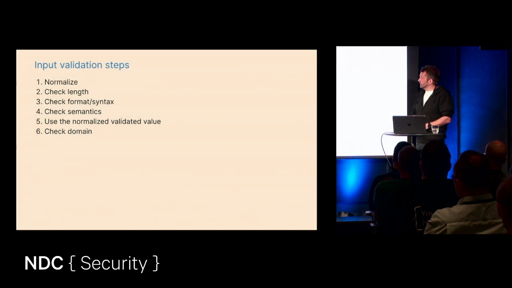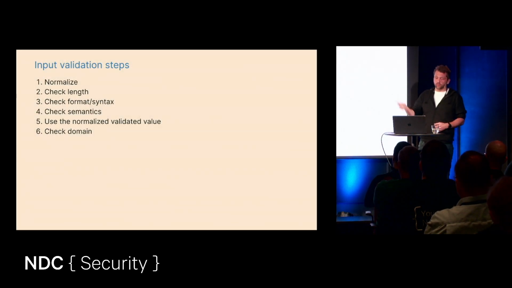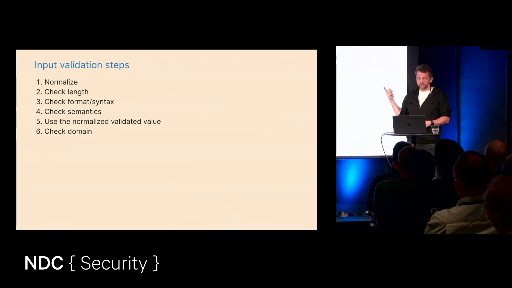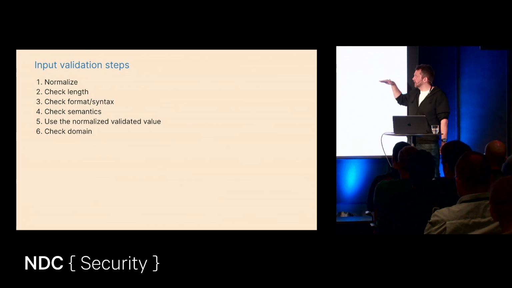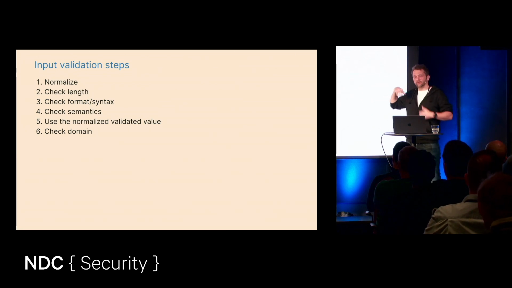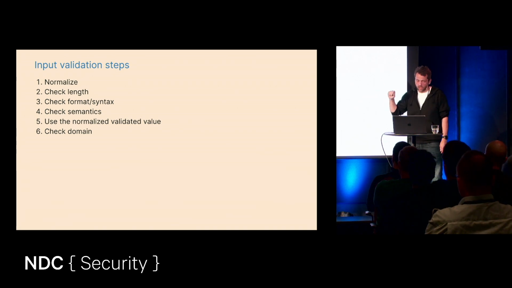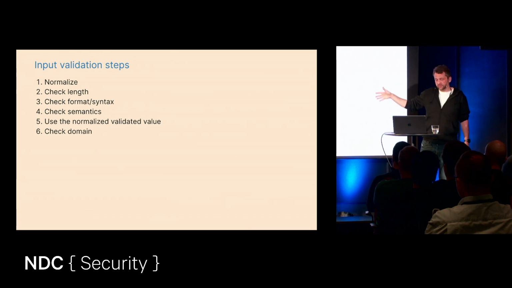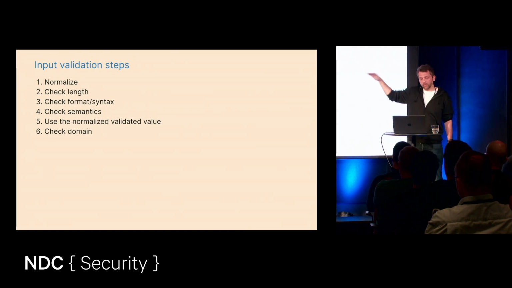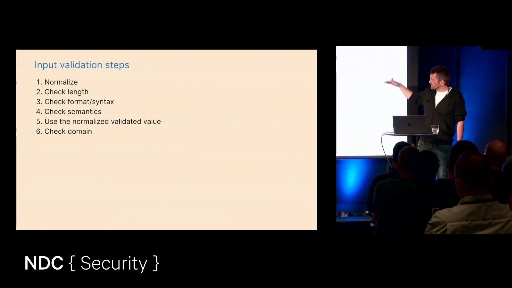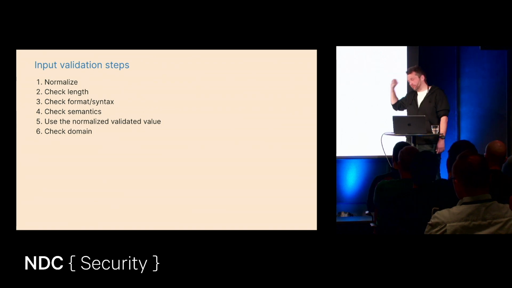So we have a set of steps. We normalize the input. We check the length first. And we check the length before we go into regexes or stuff like that, because if we have quite a long string that doesn't exactly match, we might end up with ReDoS if our regular expression was poorly created, and other similar stuff. So we check the length before we go into the next things. Then we check the format, we check the semantics, and then we use the value that we validated.